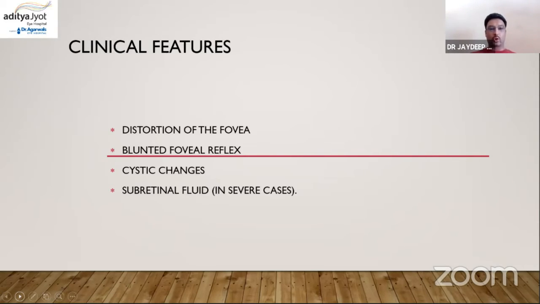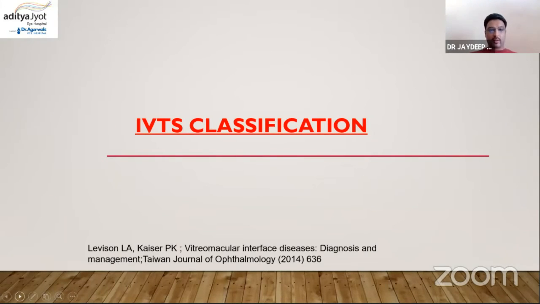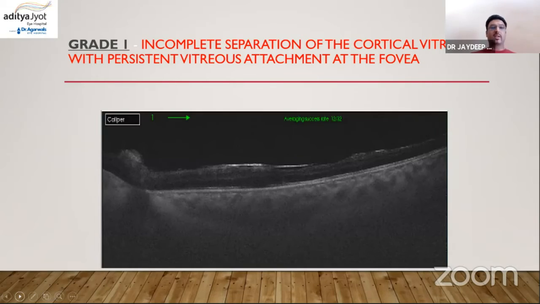Here you are not really sure because things are not very clearly visible clinically, but you may find distortion of the fovea, a blunted foveal reflex, sometimes cystic changes, as well as a little bit of SRF subfoveal in severe cases. So in the IVTS classification, they graded it as grade 1, where there is an incomplete separation of the cortical vitreous with persistent vitreous attachment at the fovea.